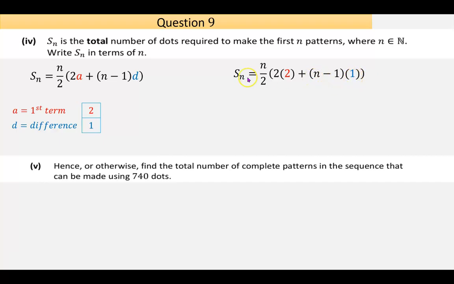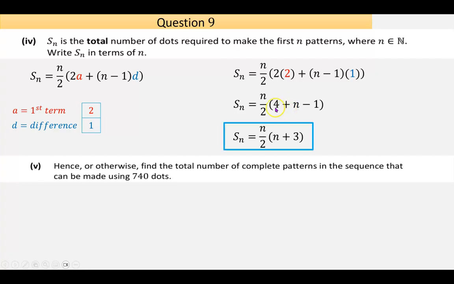Now there's still 2 unknowns, so I can't solve this, but I can make it simpler by multiplying out brackets. So the 2 times 2 is just 4, and then multiplying the 1 by both terms. 1 by n is just n. 1 by negative 1 is negative 1. I can do a little bit more tidying up. Add the 4 and the negative 1, and I get 3. This is a way of describing the total number of dots for any pattern. So we're talking in generality.